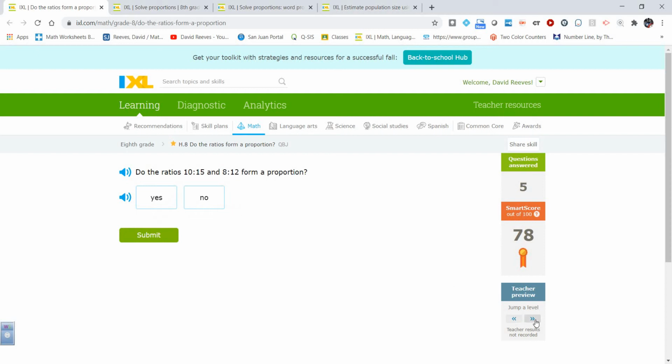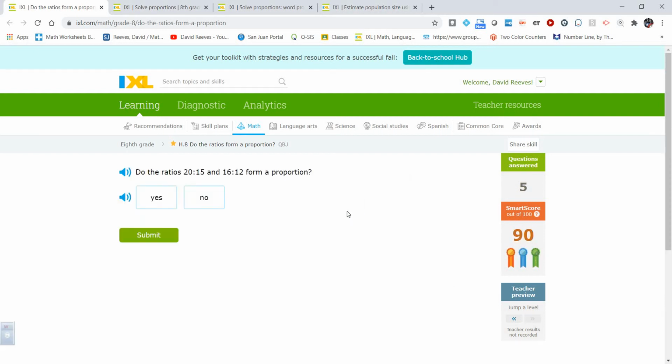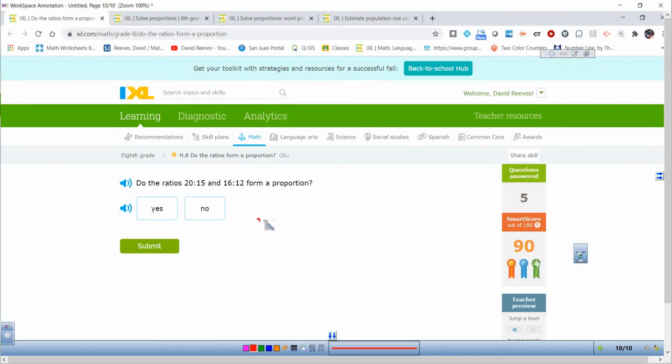Alrighty, how about, let's see here, the challenge zone. 20 over 15 and 16 over 12. The question is, do they form a proportion?